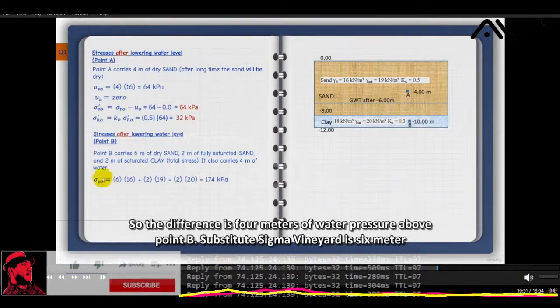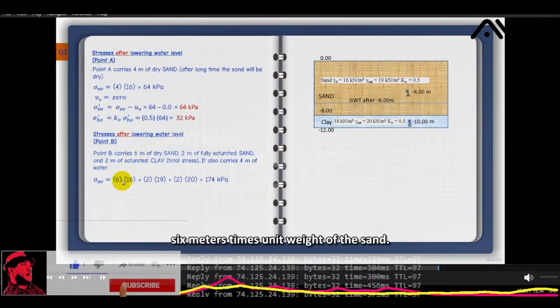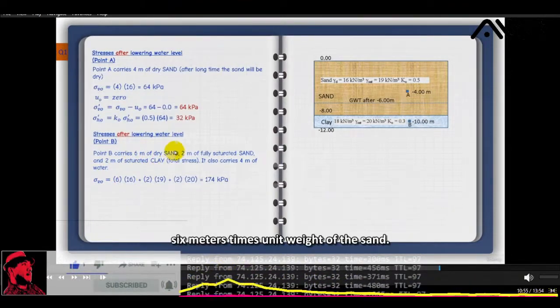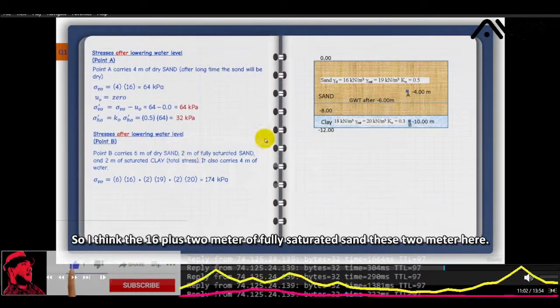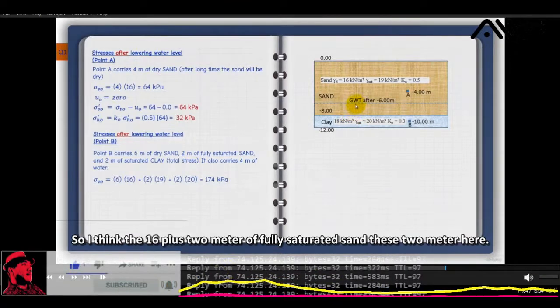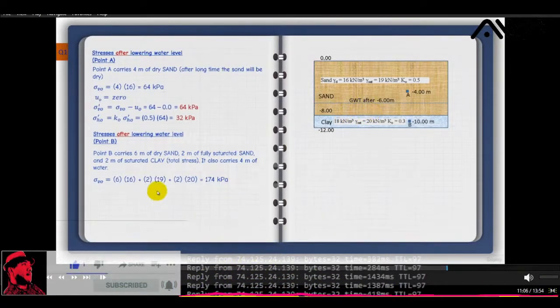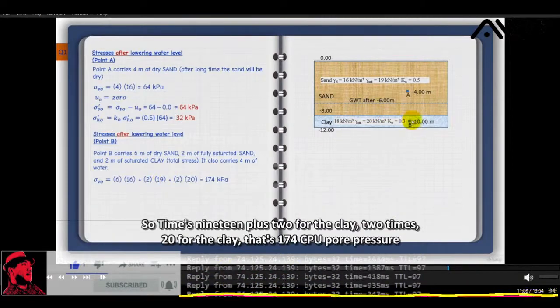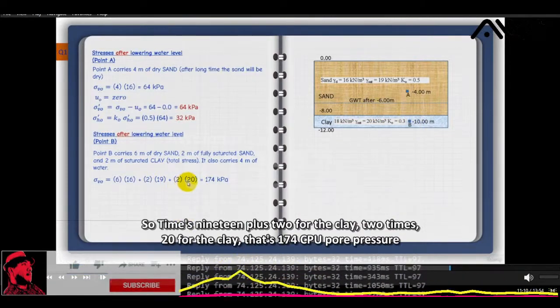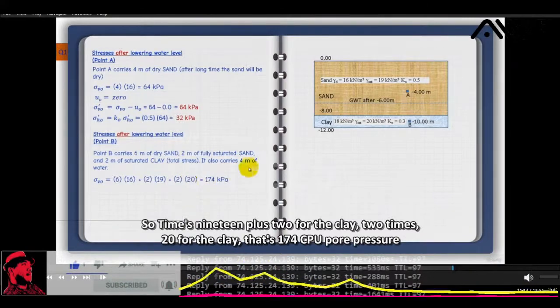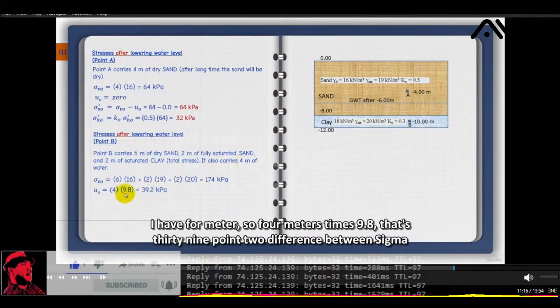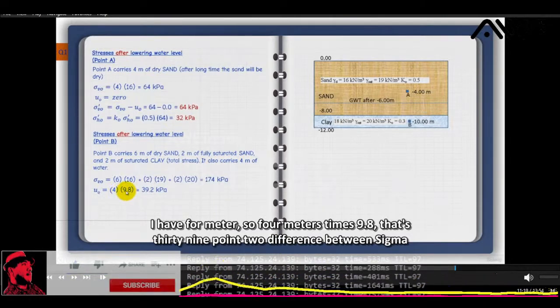Substitute. Sigma V naught is 6 meters times the unit weight of the sand. That's dry sand, so I take the 16, plus 2 meters of fully saturated sand, this 2 meters here, so times 19, plus 2 times 20 for the clay, that's 174 kPa. Pore pressure, I have 4 meters, so 4 meters times 9.8, that's 39.2.